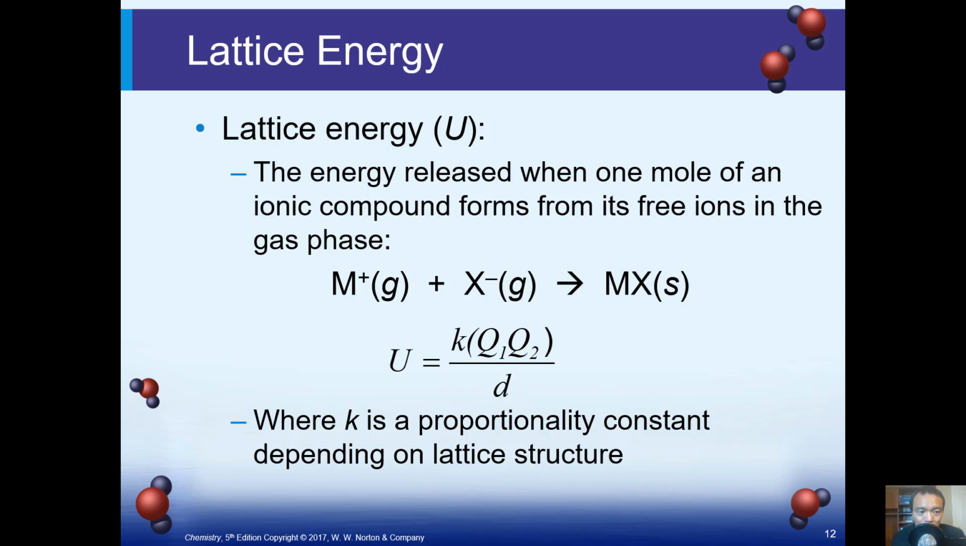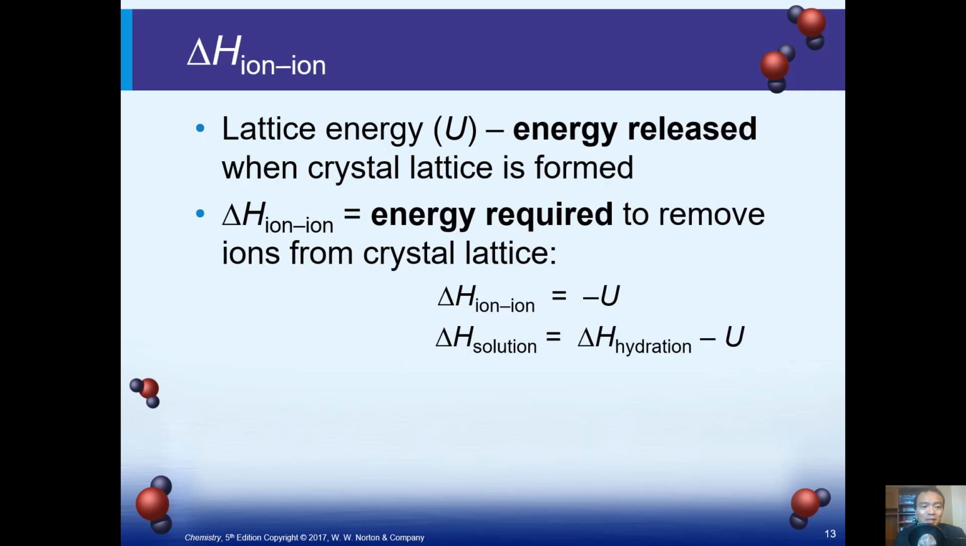So the magnitude for the lattice energy should be exactly the same as that for delta H ion-ion interaction, but the sign will be totally opposite. In other words, the delta H ion-ion is the same as lattice energy, but different in sign.